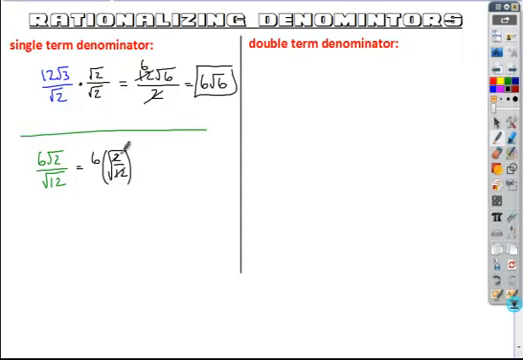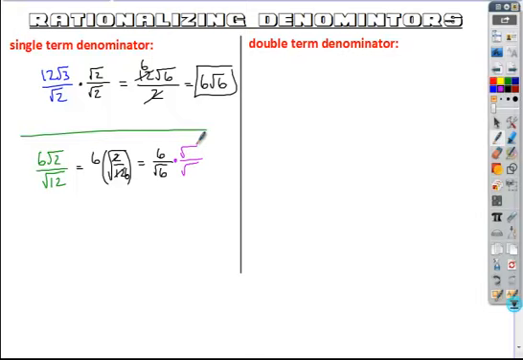2 goes into 12 6 times. So really you have a 6 and a root 1 on top, so just a 6. And in the denominator you have root 6. So this whole expression reduces first to 6 over root 6. And then you can rationalize.